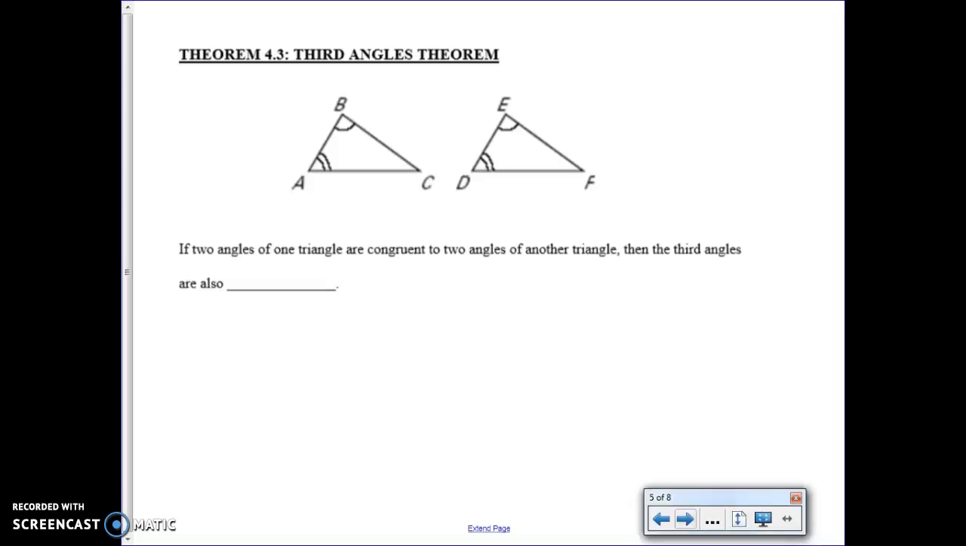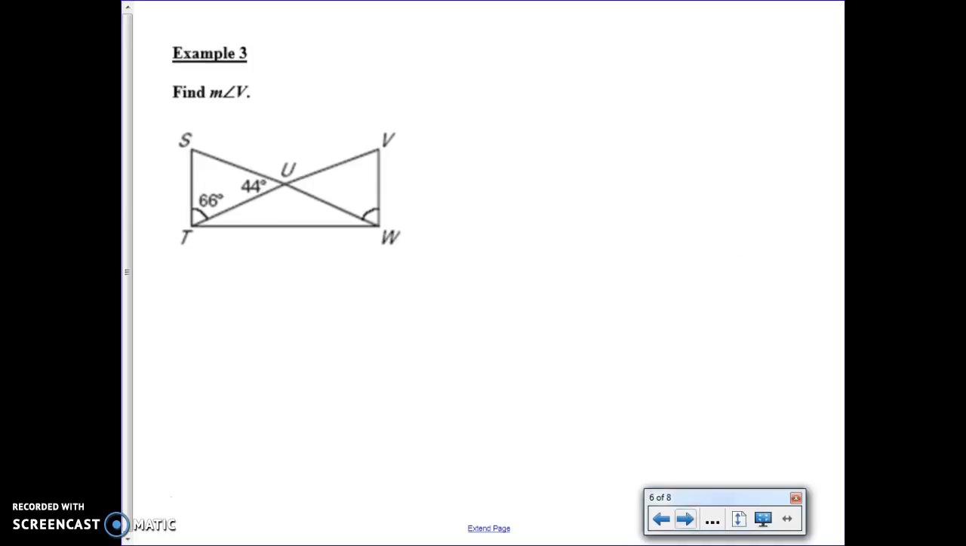Okay, so another theorem for you. Third angles theorem says if two angles of one triangle are congruent to two angles of another triangle, then the third angles are also congruent. So we know both those triangles add up to 180, so we know that if two of their angles are the same, then that third one has to be the same as well. So here's how we can use this.